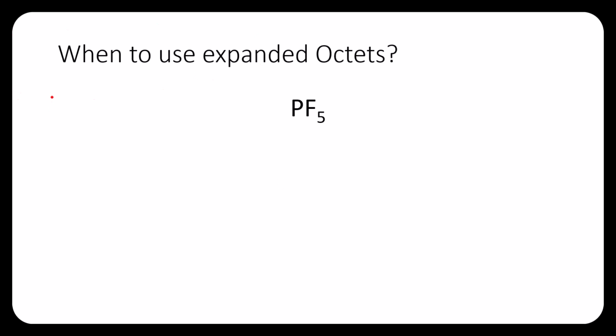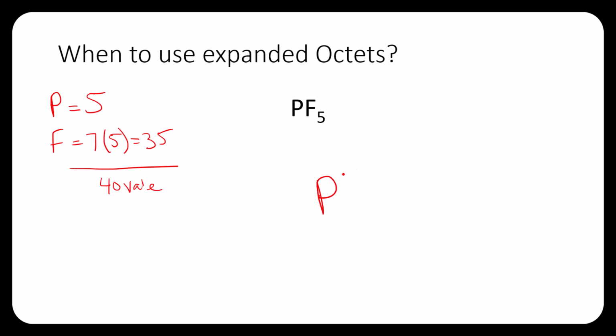So very quickly, phosphorus has 5 valence electrons, fluorine has 7, and we have 5 of them. So 35 plus 5 is 40 valence electrons. Then we put phosphorus in the middle and attach our 5 fluorines, and then distribute lone pairs. 2, 4, 6, 8, 10, 11, 12, and so on up to 40. So I distributed all of the electrons. Everybody's octet is full. Phosphorus has expanded, but that's okay, because he's in the third energy level.